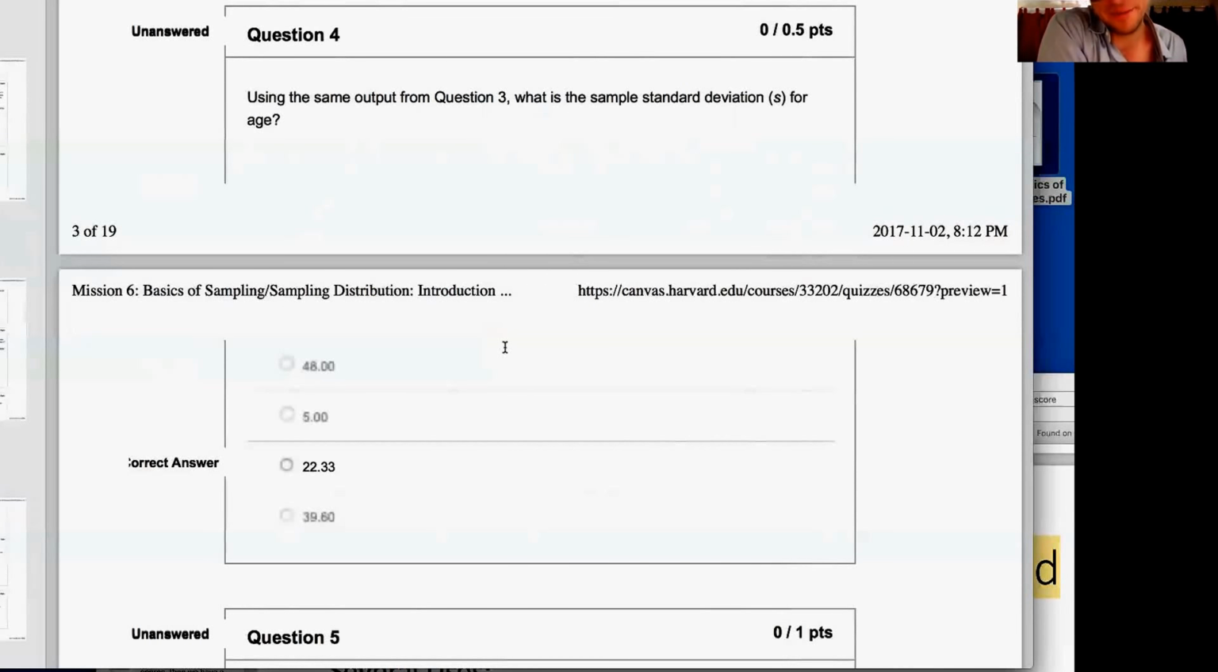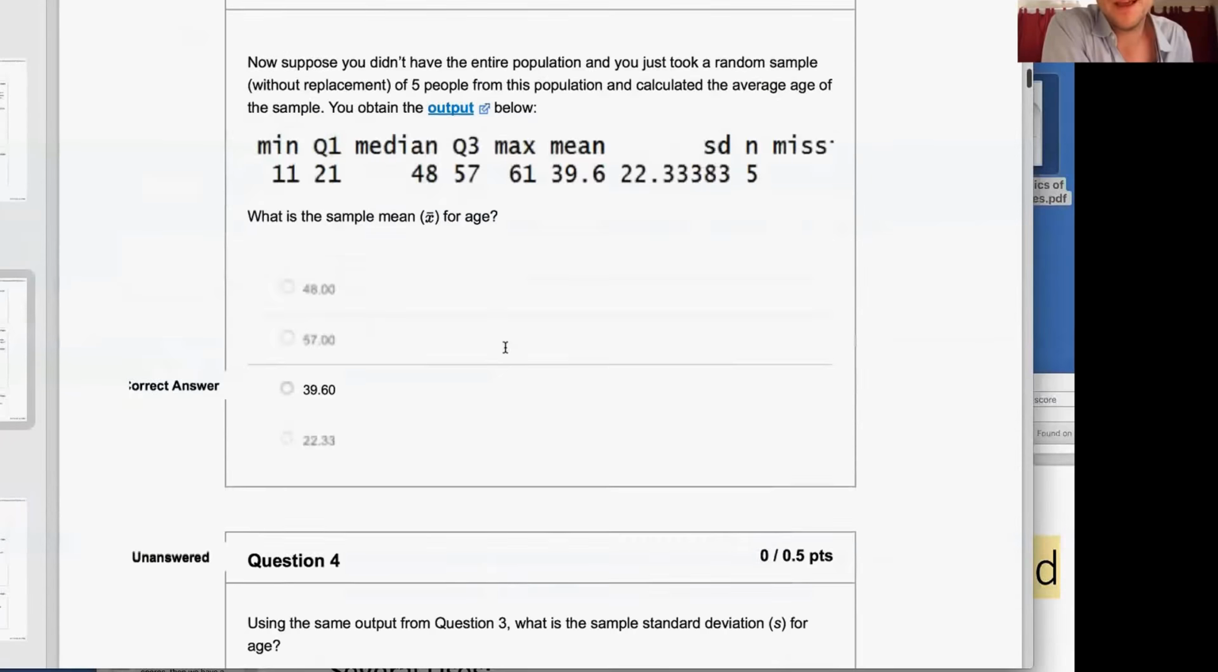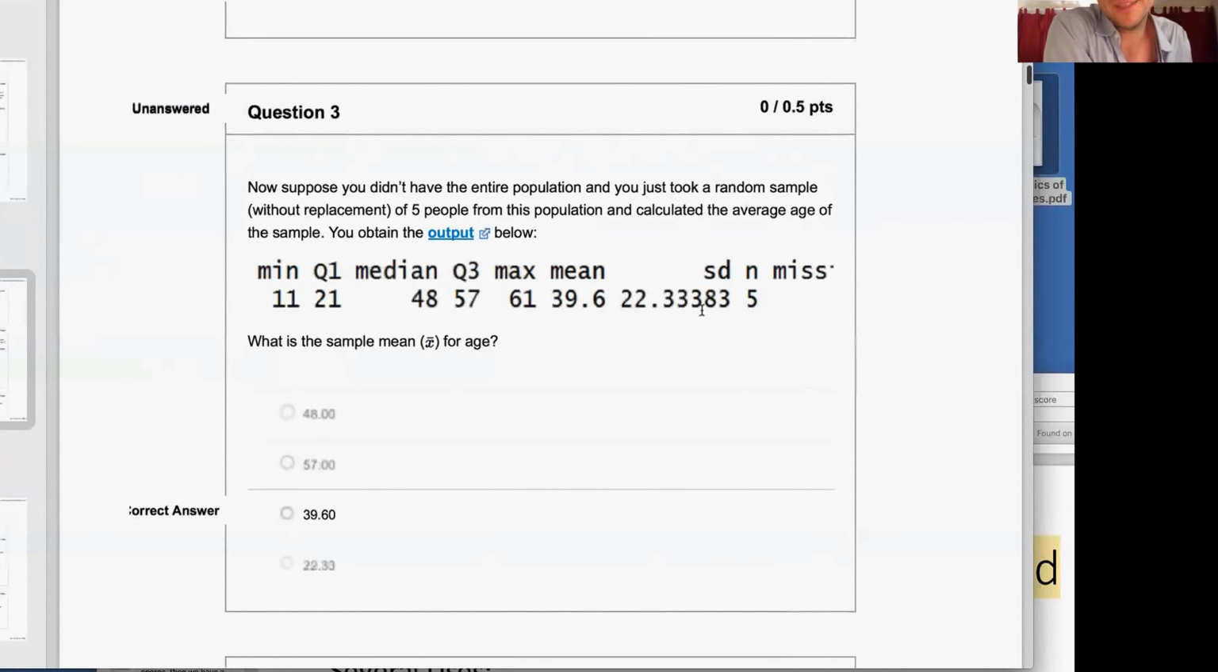Well, keep in mind, whenever we're using Greek to describe a population, those are values that we probably don't know unless we're doing a census. And most of the time in statistics, we're not doing a census. The sample standard deviation S is 22.3. Again, that's just the standard deviation of the sample.